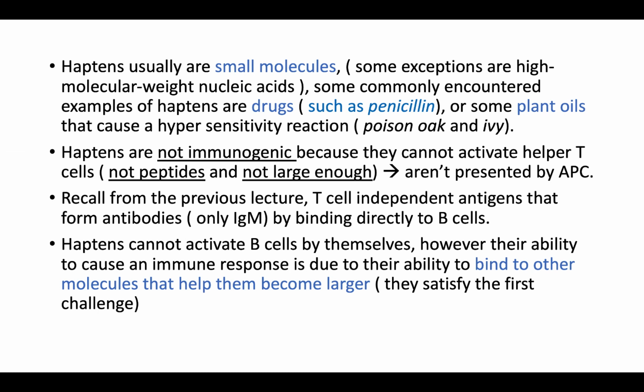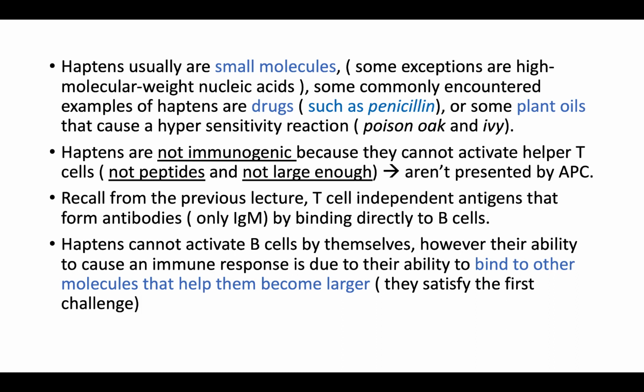We said, for example, that T cell independent antigens can form antibodies by binding directly to B cells, which we covered in the previous lecture, and that haptens cannot activate B cells by themselves. However, their ability to cause an immune response is due to their ability to bind to other molecules that help them become larger. Let's double our knowledge on something. We said MHC 1 and 2 can only bind peptides. But what does the B cell have on its surface? What is the surface receptor on the B cell that binds antigens rather than presents them? It is IgM. The T cell has something different: a T cell receptor.